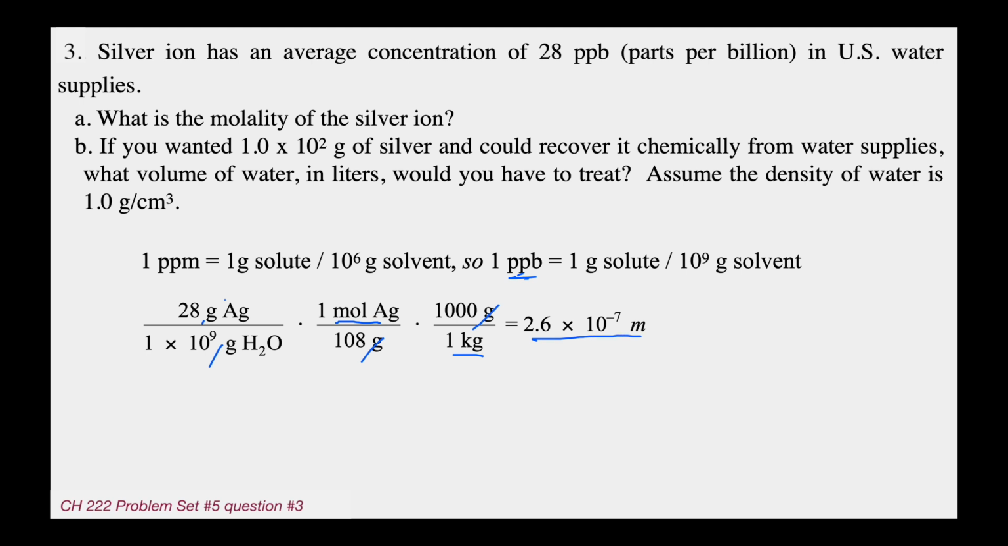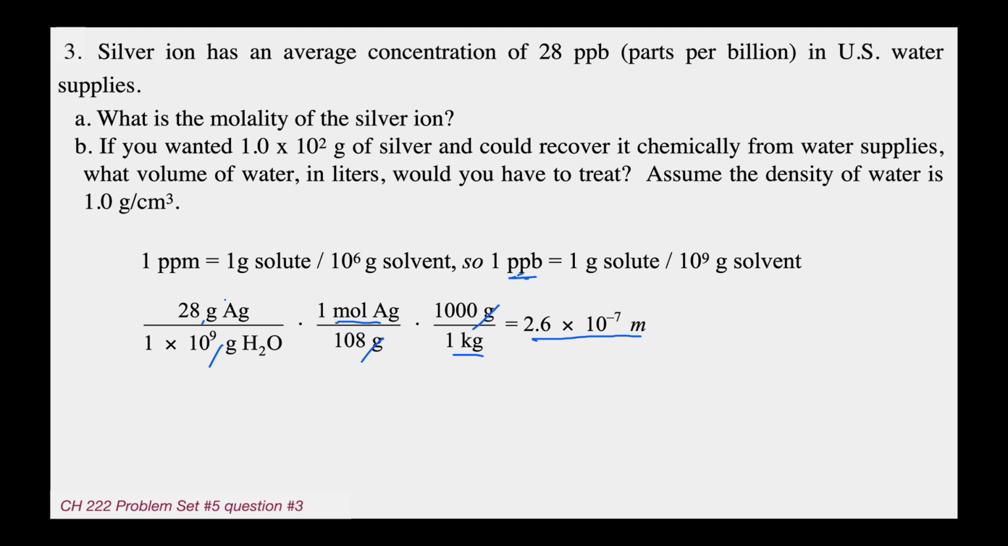Now in the last problem we had a molality of 190 molal. This number is obviously a lot smaller. That means there's not a lot of silver in the U.S. water supplies, okay? And that'll be kind of a segue to the second part of this question. But if you need to convert it, no problem. 28 parts per billion would be 28 grams of silver per billion grams of water. You can go from there.